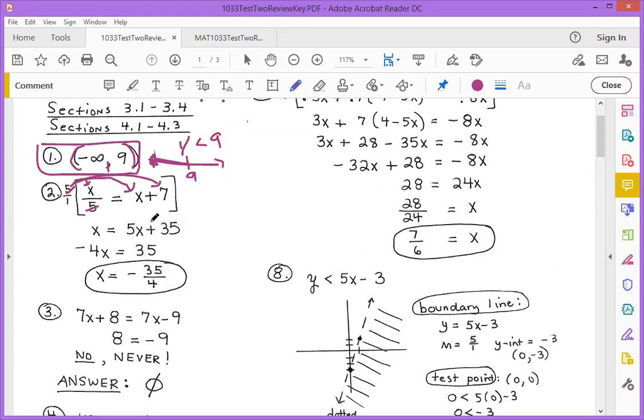Now that we have x on the left side by itself, we're going to combine like terms. This 5x, to combine it with the 1x on the left side, we're going to subtract 5x from both sides of the equation. 5x will cancel, and 1x minus 5x gives us negative 4x. Divide both sides by negative 4, and we'll get x equals negative 35/4.